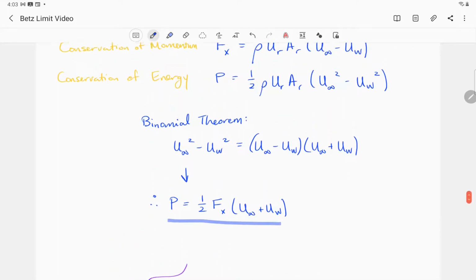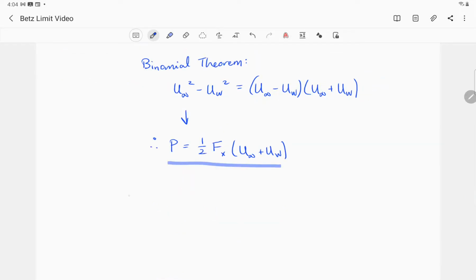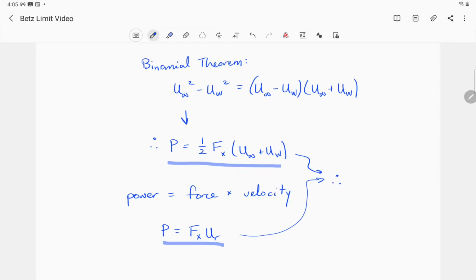Now this isn't particularly familiar. What would be more familiar would be an expression that looks like power being equal to a force times a velocity. And so we're going to assume that the fluid passing through the rotor is all doing useful work on the rotor. And so we're also going to express power as being equal to the product of Fx and the velocity at the rotor, UR. Of course, power is power, so these two expressions must be equal. And from this we get UR as being equal to 1/2 (U infinity plus UW). That is, UR is the average of the free stream and the wake velocities.